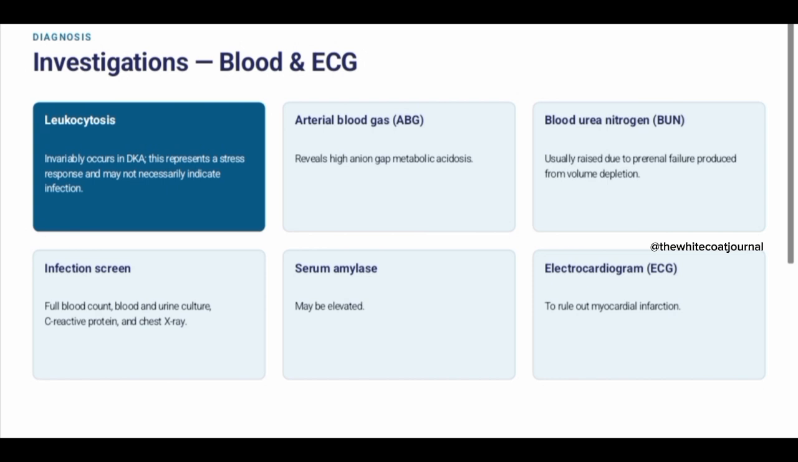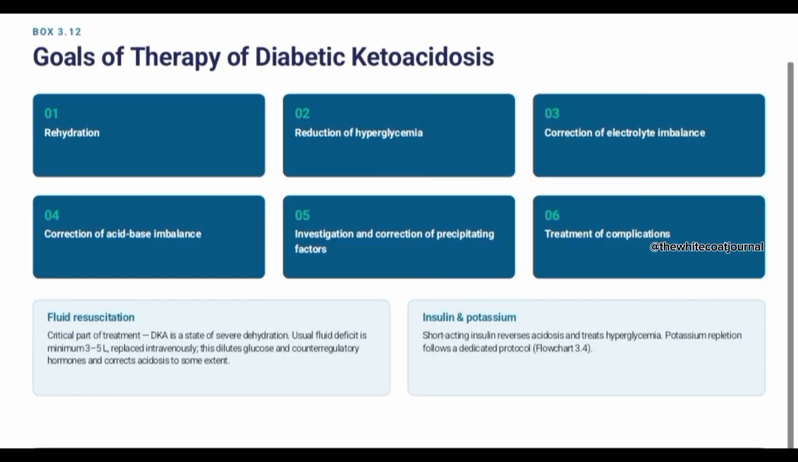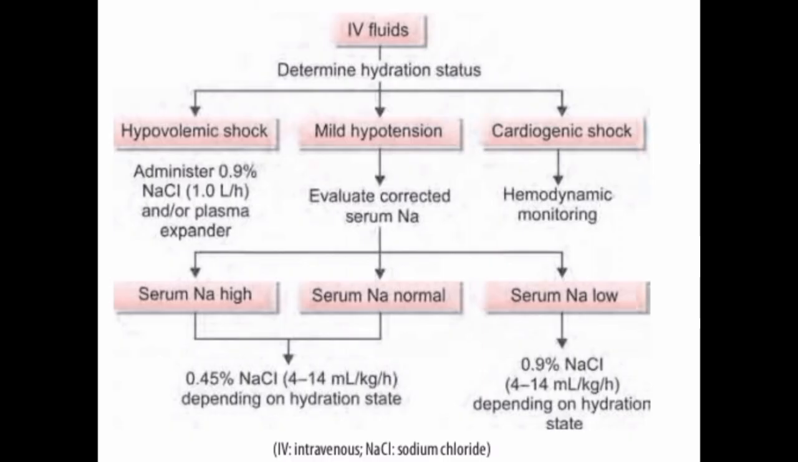The major goals of treatment include restoring the lost fluid volume, giving insulin and stopping the ketogenesis, correcting potassium and other electrolyte abnormalities, allowing the acidosis to resolve, finding and treating the precipitating cause, and monitoring and treating the complications. So coming to the brief management, first is the fluid resuscitation.